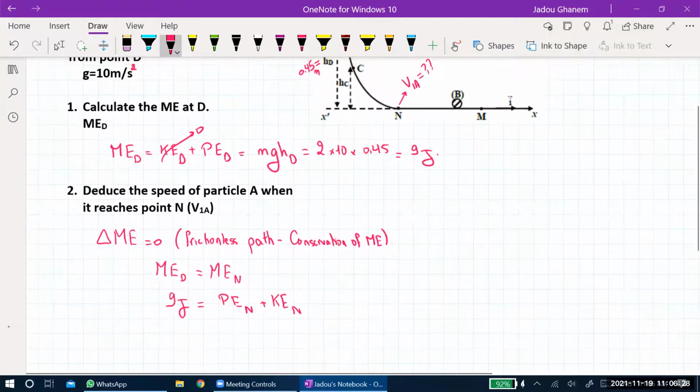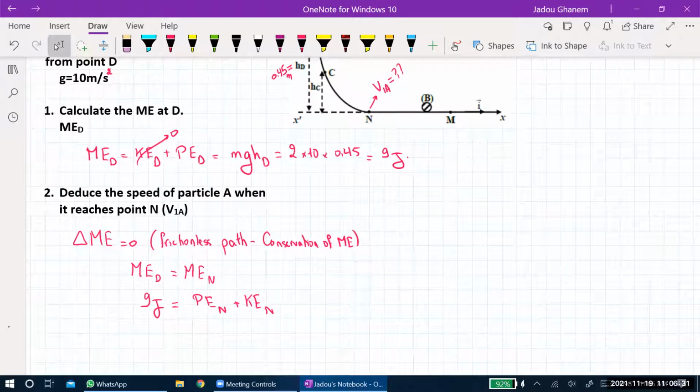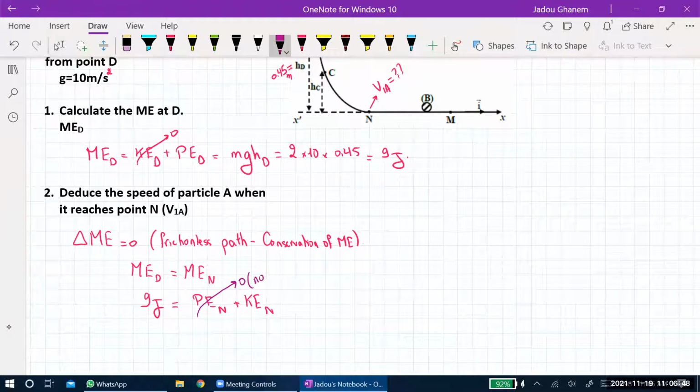Can you tell me which one of these, PE or KE, equals 0? PE. Yes, you're right for the first answer, not the second answer. There is a 0 term. At point N, no height, so it's 0. Then it will be equal to half mv squared. And this speed, they call it V1A, just to be strict with the naming.